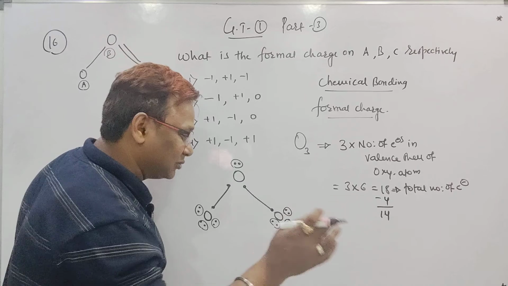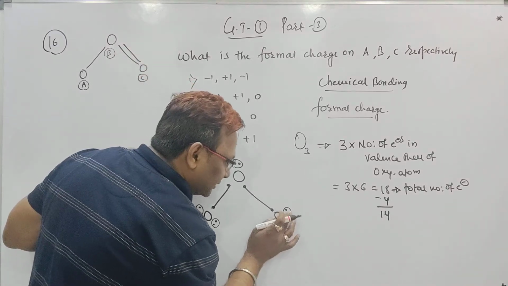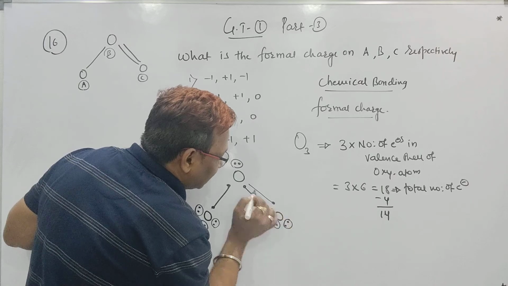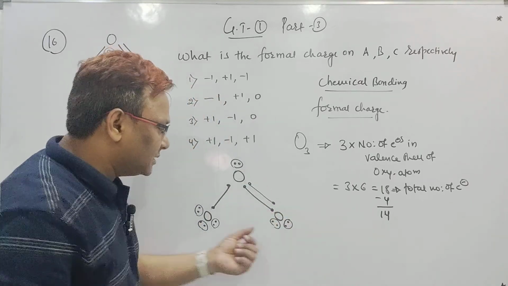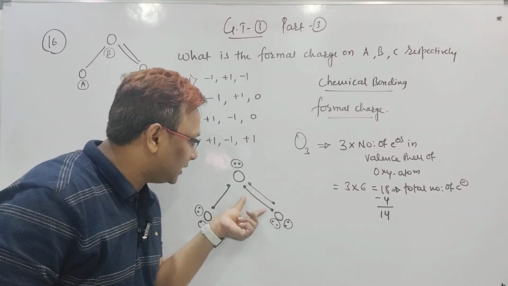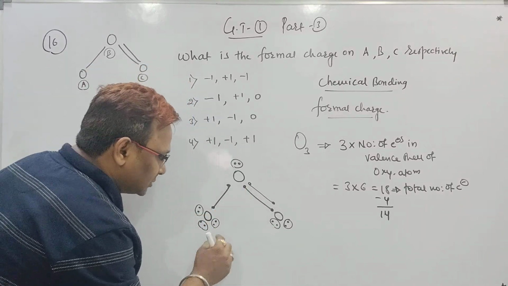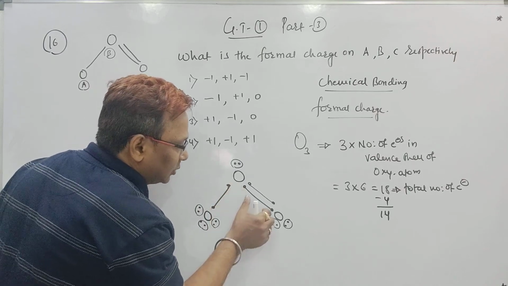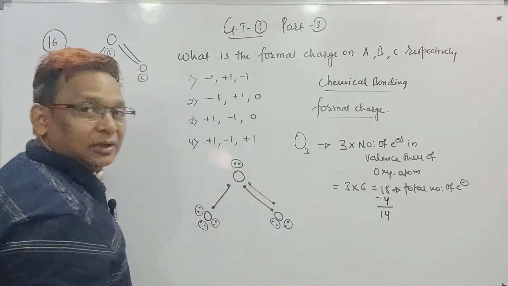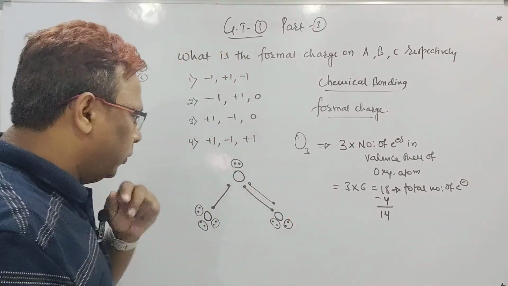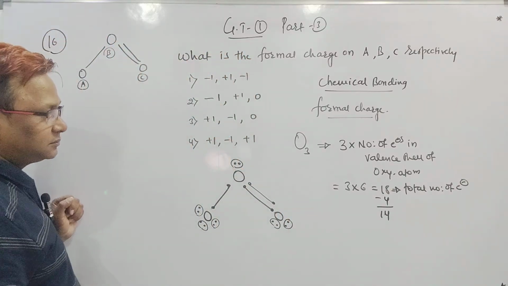This is a trick given by Sudhir sir. What is that? One of the lone pairs present on the adjacent atom, take it out and put a double bond here. Now you can see this oxygen also completed its octet: 2, 4, 6 and 8. This oxygen completed its octet: 2, 4, 6 and 8. This oxygen also completed its octet: 2, 4, 6 and 2, 8. Means all the atoms completed their octet.